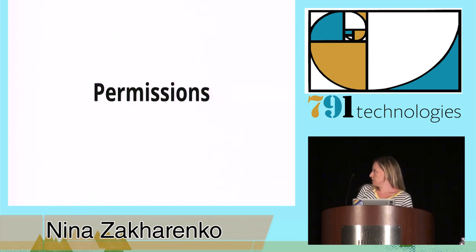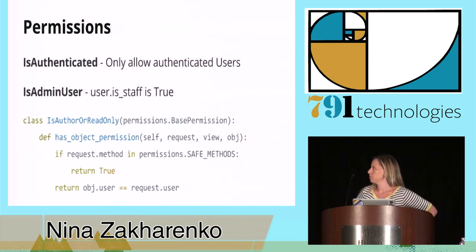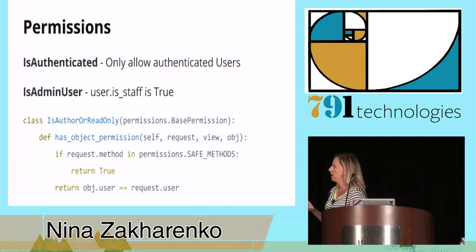So permissions. Let's say we only want to let authenticated users see our list of tweets. So IsAuthenticated is actually a built-in permission in Django REST Framework and does what it says. It only allows authenticated users to hit that endpoint. Another built-in one is IsAdminUser, and it checks to see if the user is actually a staff member or not.